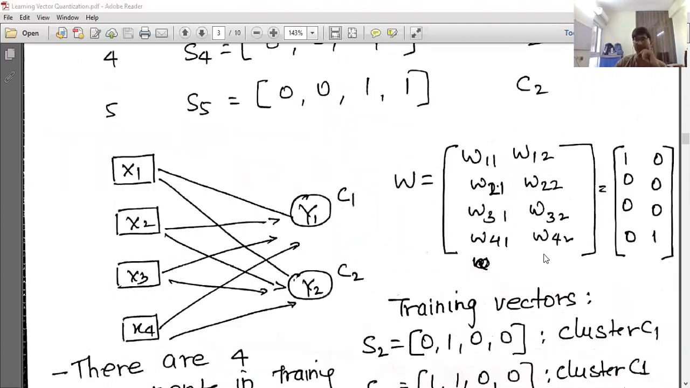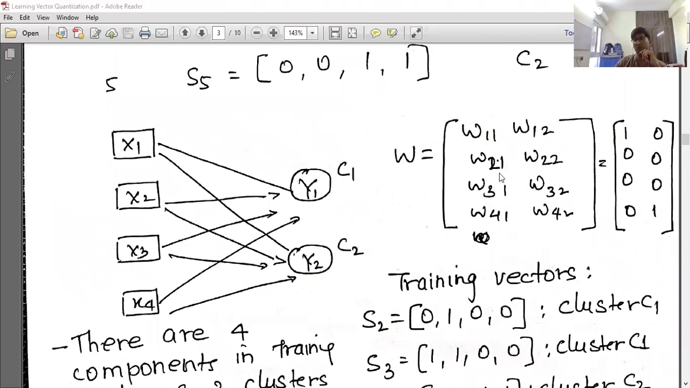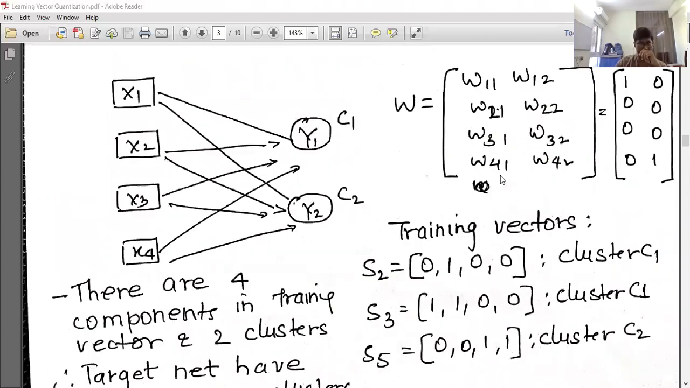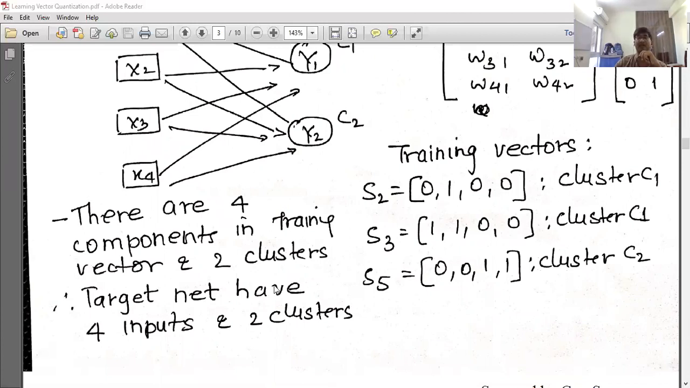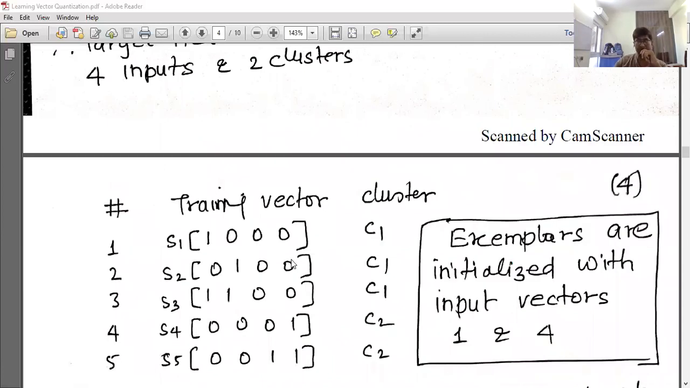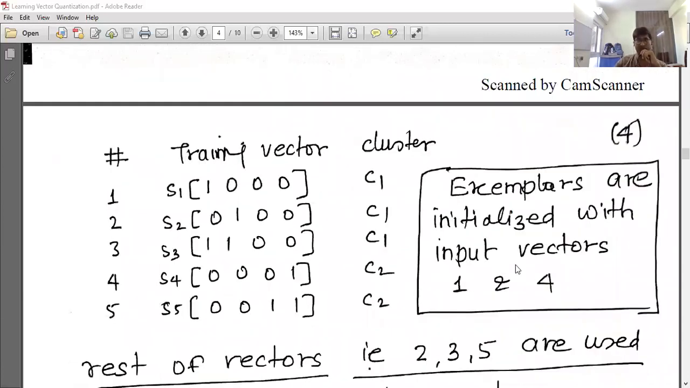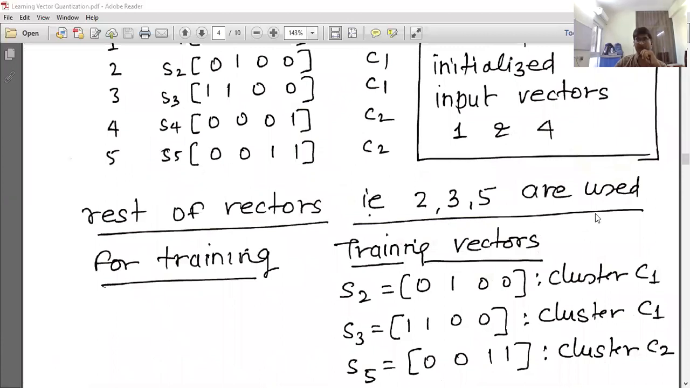So as of now, the setup is ready for the algorithm to run. We have 3 training patterns and we have 2 exemplar codes, right? There are 4 components in the training vectors and 2 clusters. As we have already said in the initial part, since each input pattern has 4 components, the target network will have 4 inputs and 2 clusters as the final output, right? Now these are the training vectors. Exemplars we have set as 1 and 4, and the rest of the vectors 2, 3, 5 have been used for training, right?